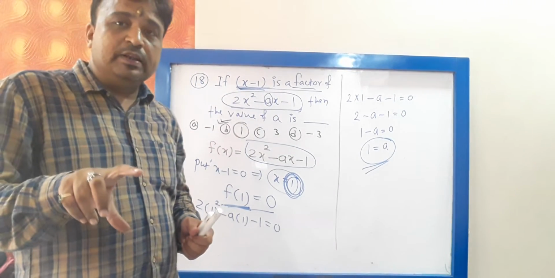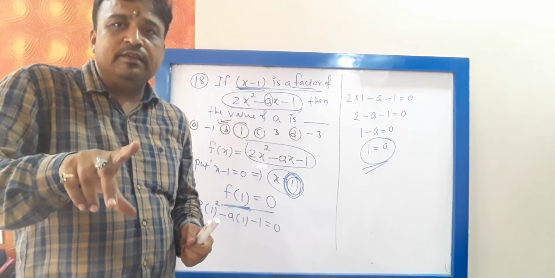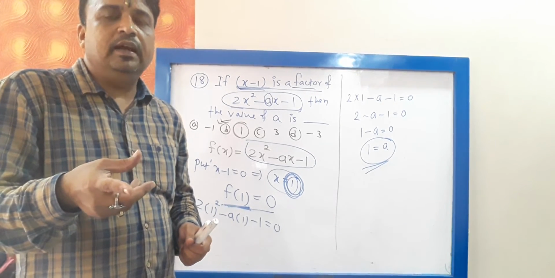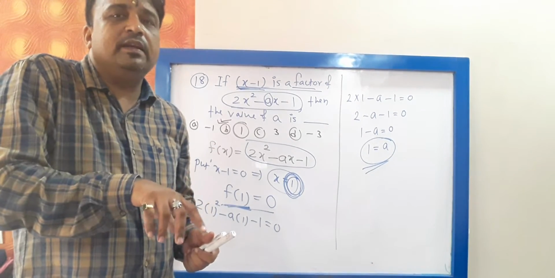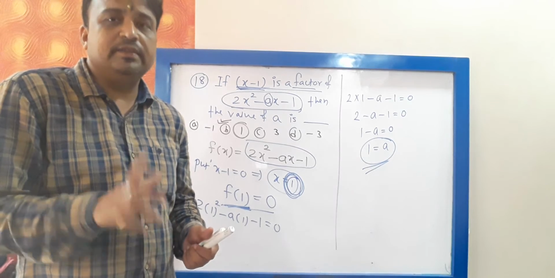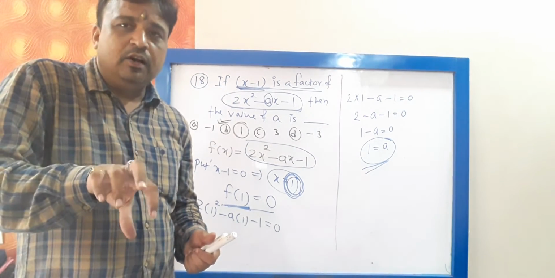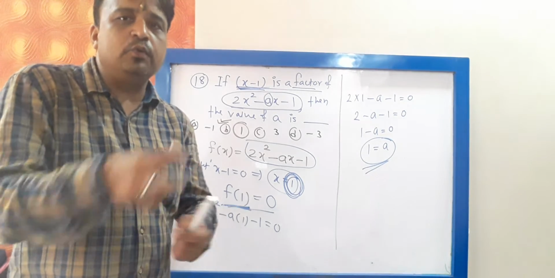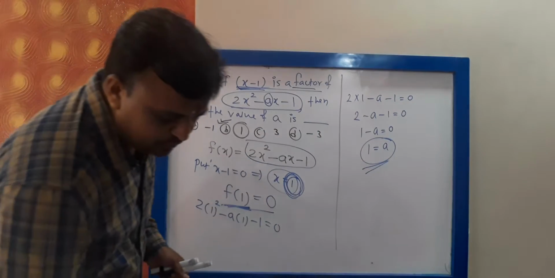Instead of saying x minus 1 is a factor, they can use the words x is equal to 1 is a root. X is equal to 1 is a root of this polynomial. Then find the value of a. Is it clear? So whether you say x minus 1 is a factor or x is equal to 1 is a root, they are one and the same. Let us move to next question.